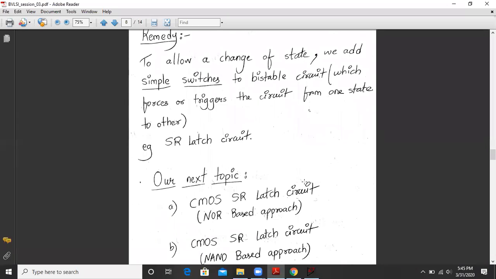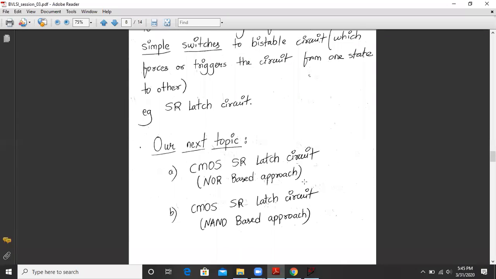So our next topic of discussion will be the CMOS SR latch circuit. First we will tackle it with a NOR based approach. The second approach will be a NAND based approach of the CMOS SR latch.